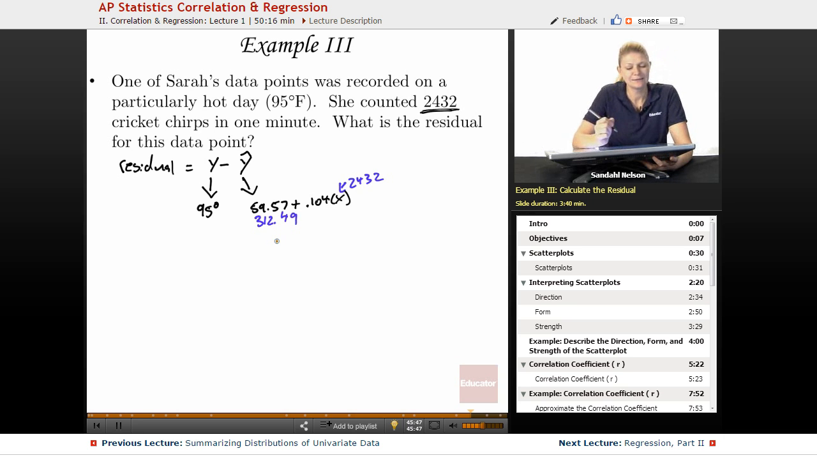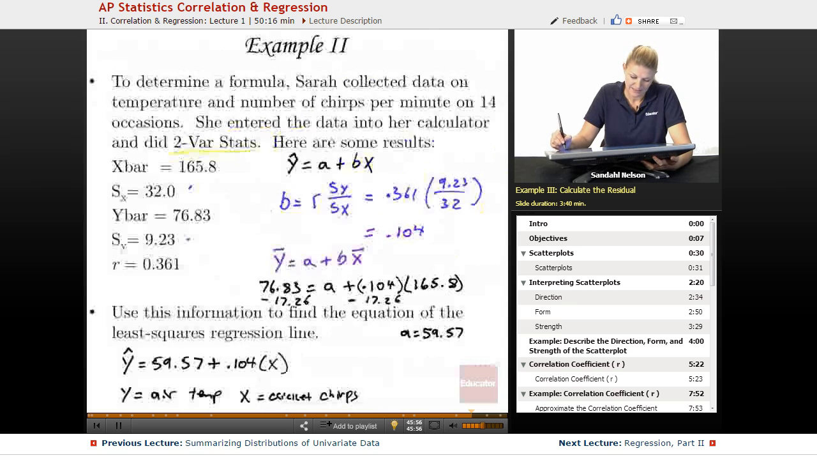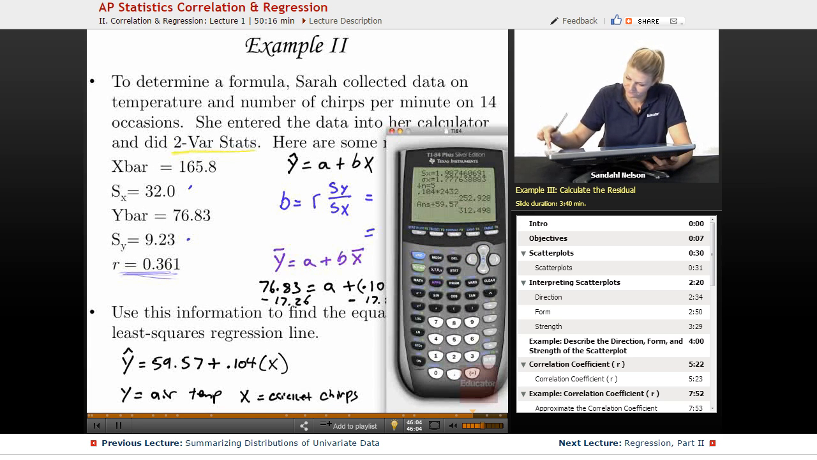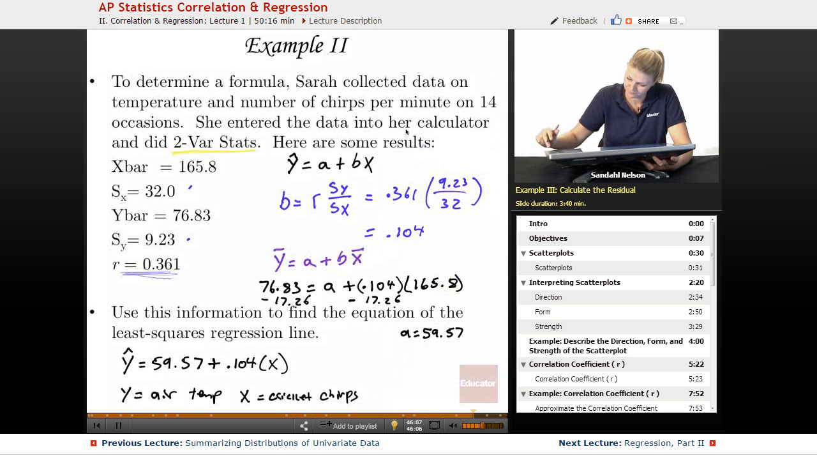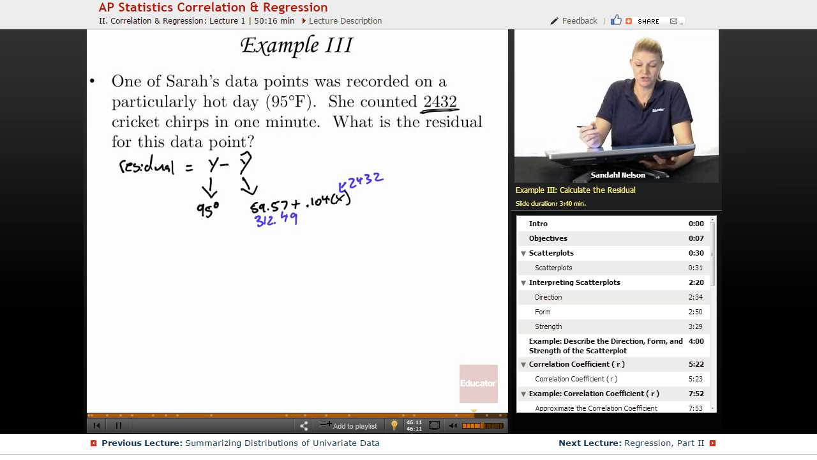So a little too hot. So that means that her prediction is way off. And if you look, it's very possible because she had a really pretty small R-squared, so it wasn't a great prediction variable. Okay, but let's find the residual anyways.